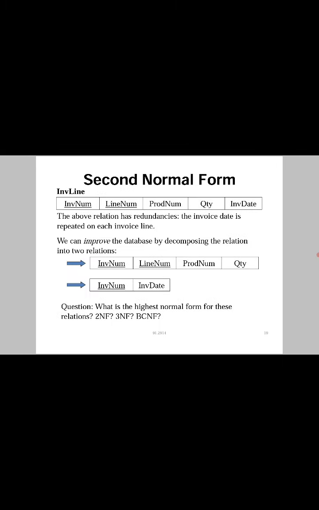So what is the second normal form? A table or a relation is said to be in second normal form if and only if, number one, it is in first normal form, and second, all non-key or non-primary key values should be dependent on key values or primary key values.